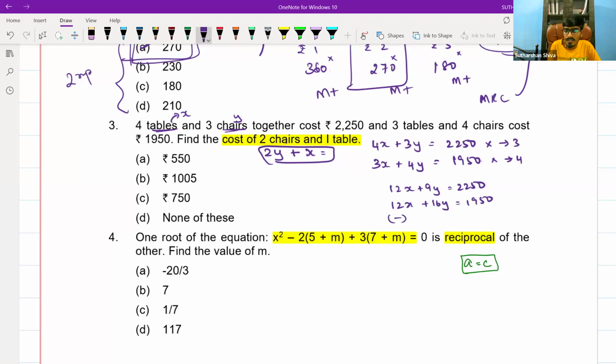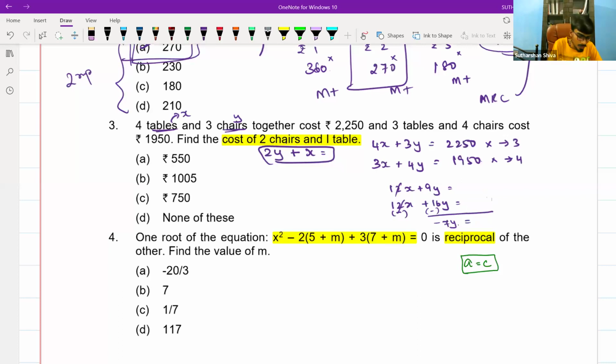If I change the sign and it gets cancelled, this 12x will get cancelled and it will become minus 7y. Sign will change. 2250 minus 1950, it will become 300. Minus 7y will become 300, and 300 divided by 7. Just a minute. Sorry, I need to multiply these variables, right?